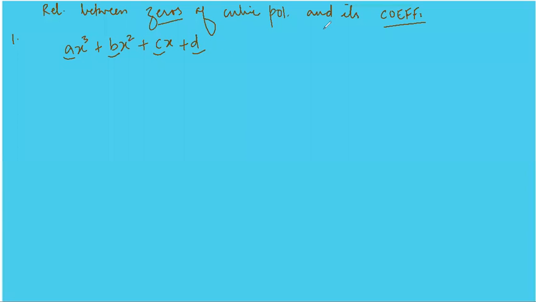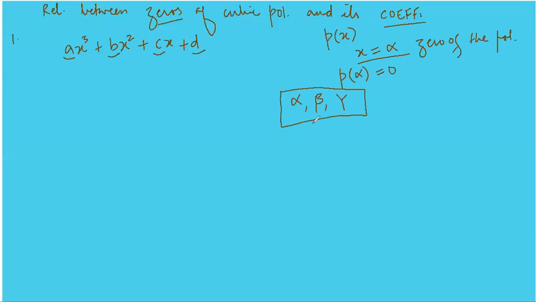Right. Now, what are the zeros? Let's say we are having a polynomial p of x. We very well know for x is equal to alpha, if this polynomial, instead of x I put alpha, becomes 0, then x is equal to alpha is known as a zero of the polynomial. So let's assume for this cubic polynomial, alpha, beta, and gamma are the zeros. Let us assume.